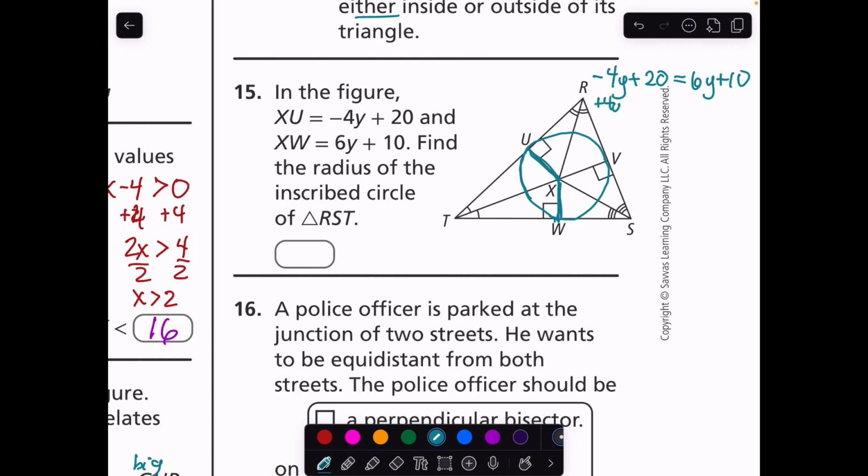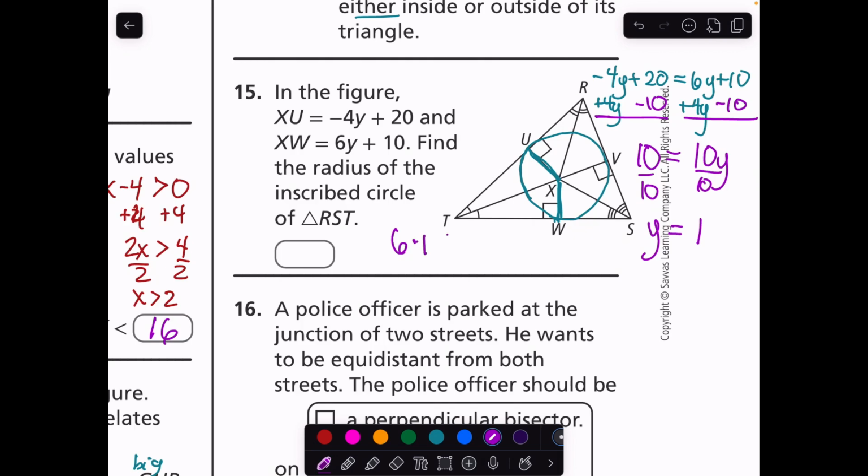So add 4y, and minus 10, minus 10. And then we would get 6 plus 4 would be 10y, and 20 minus 10 would be 10. So now if we divide by 10, we have that y would have to equal 1, and we can plug that back into either one of them. So if I did 6 times 1 plus 10, because that's based on this one right here, then I would get 6 plus 10, which is 16. So 16 would be my answer.